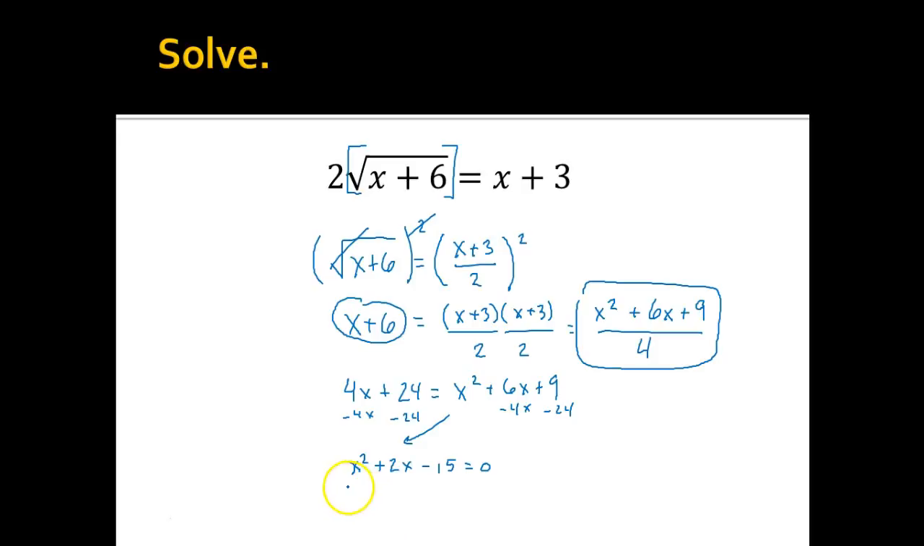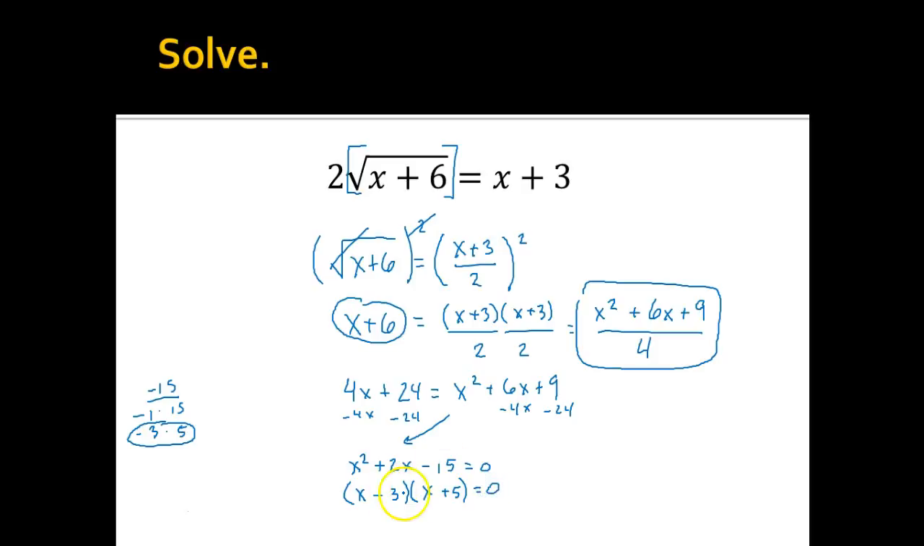I'm going to go ahead and notice that this can be factored pretty easily. It's the factors of negative 15 that add up to 2. And let's see, negative 15 is 1 times, or negative 1 times 15, negative 3 times 5, and there it is, those are the ones that add up to 2. Negative 3 plus 5 is positive 2.